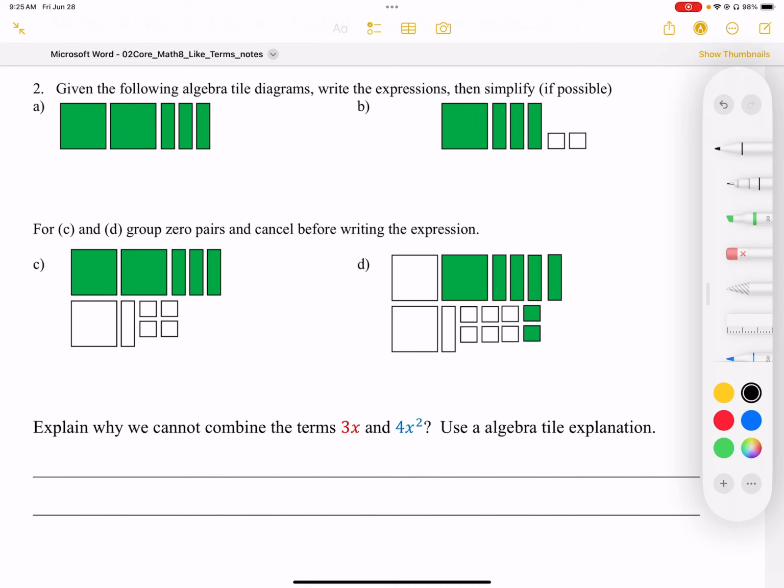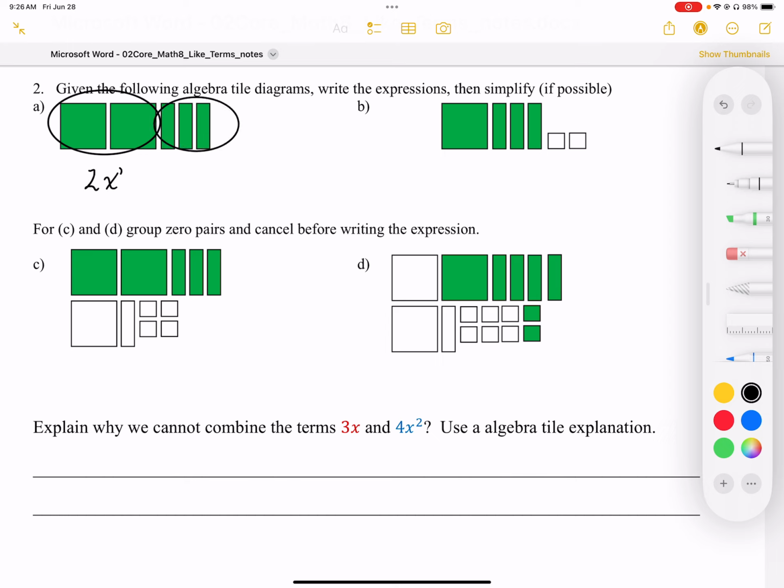So here we're doing the opposite. Starting with the algebra tiles, we're going to write the expressions. And we're going to make note that when we count the expressions, we're going to count the x squareds together, and we're going to count the x's together.